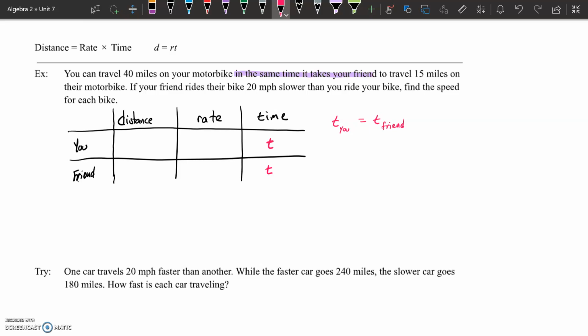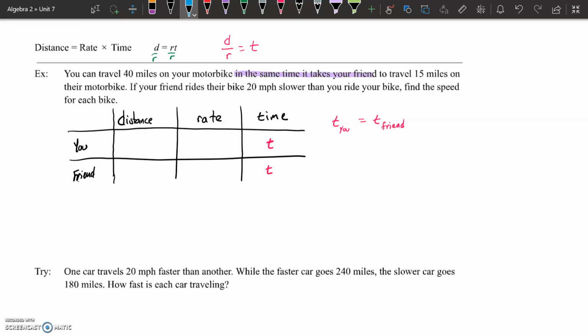Okay. Now, the other thing that we want to talk about is this equation here. That's solved for D. I might ask you to solve that equation for T though, or solve it for R. If I were to solve that equation for T, algebraically, I'm dividing both sides by R. I get D divided by R is equal to T. That's really important.